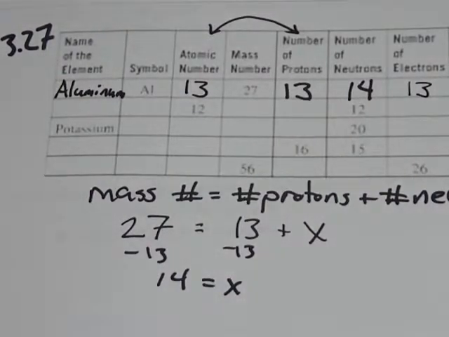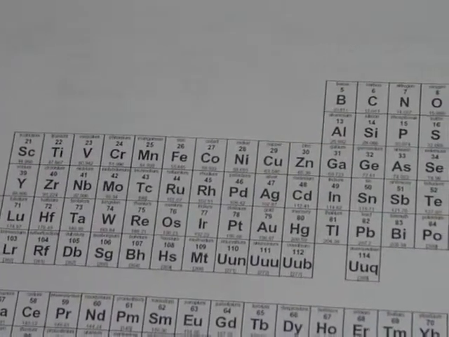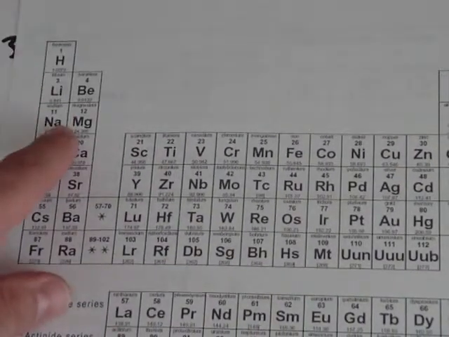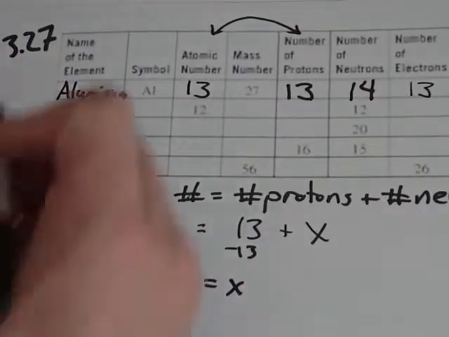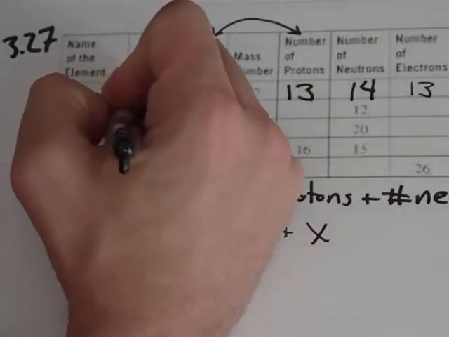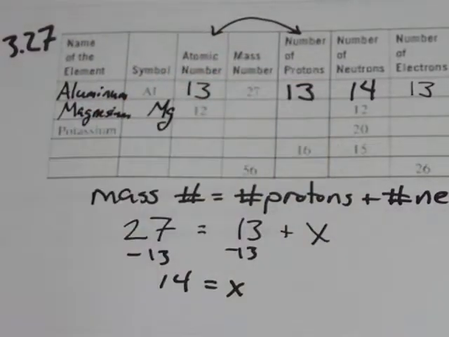We'll do the next one. So it says we have an atomic number of 12. So we look on our periodic table. Okay, we look on our periodic table and we try to find the number 12. And so number 12 we find right here, magnesium. And so then we have the name of the element, magnesium. And our symbol for magnesium was Mg.